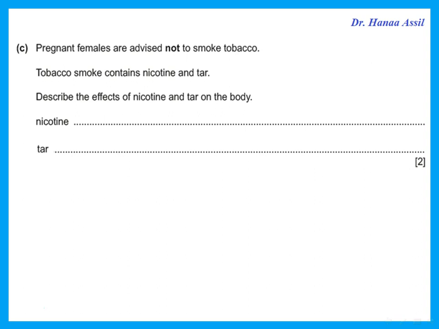Pregnant females are advised not to smoke tobacco. Tobacco smoke contains nicotine and tar. Describe the effects of nicotine and tar on the body. What is bad about nicotine? It is addictive. You know what addictive means? That means the body gets used to it and needs more and more of it. So that is the bad effect of nicotine.